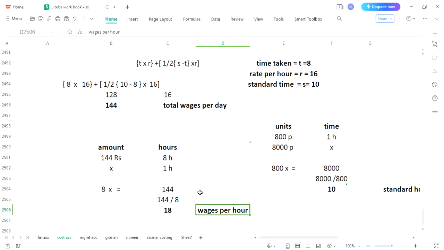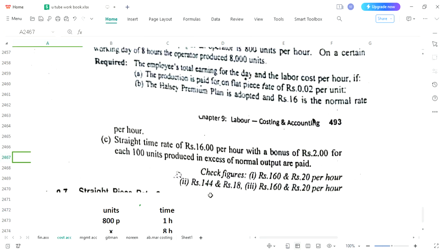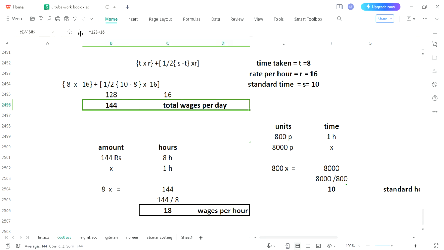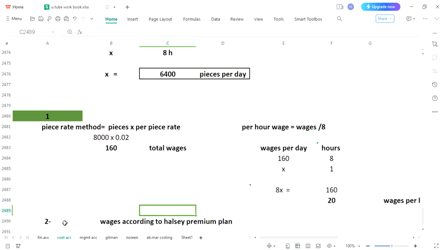This is what was required and we have calculated. Let's check the answer. For the second part, you can see 144 and 18 is your answer. First answer we have calculated is 144, and second answer is 18. It means our second part is also completed. We can mark it as done.